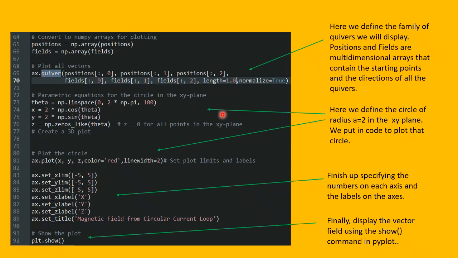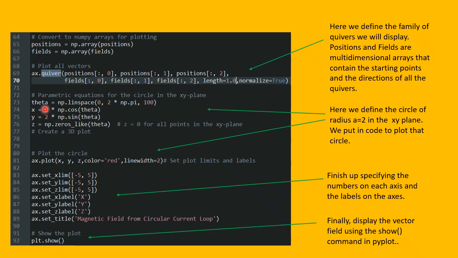Here, we're going to be defining the circle of radius 2, a equals 2 in our case, in the xy plane, and we're going to put later in the code a statement to plot that particular circle, and we want the circle to be in red. So let's take a look at this for a second. This basically is just the parametric equations for a circle.